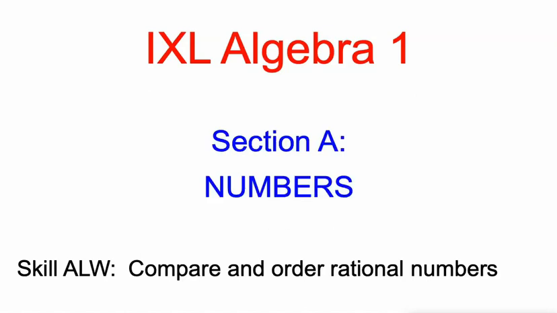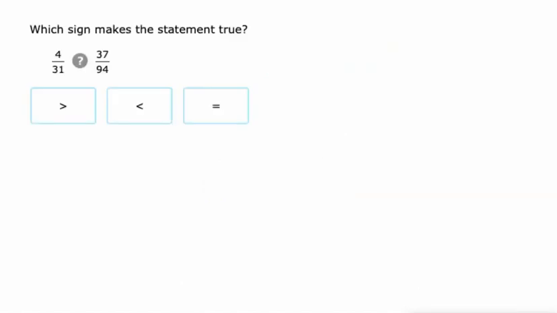Going to start working on IXL's Algebra 1 skills in this video. This is the very first skill in Section A, numbers. Compare and order rational numbers. Pretty quick one for you today.